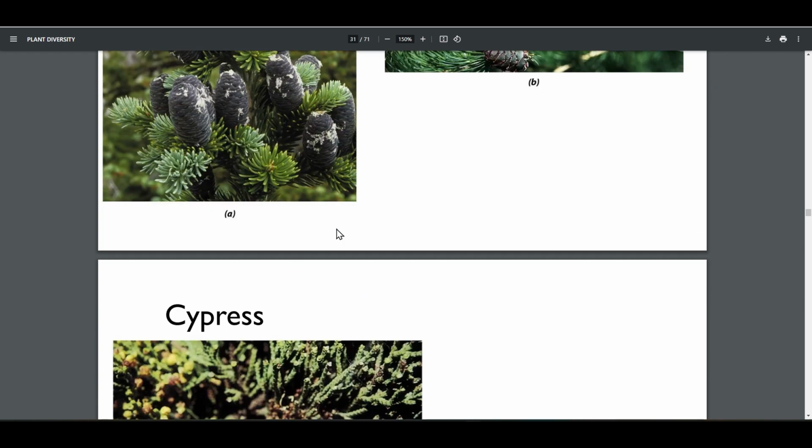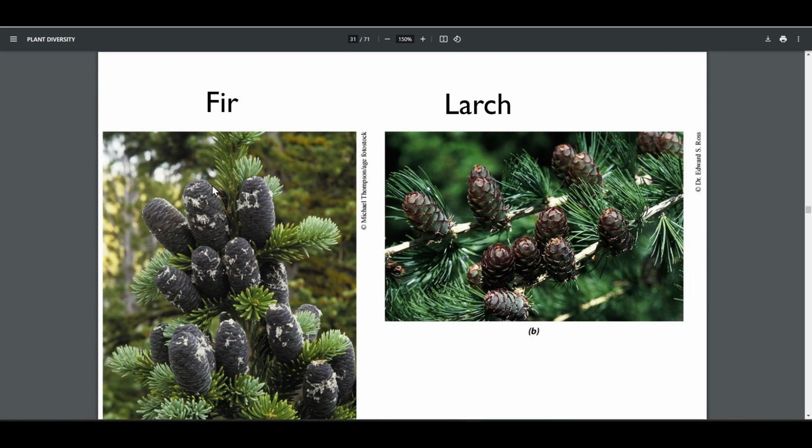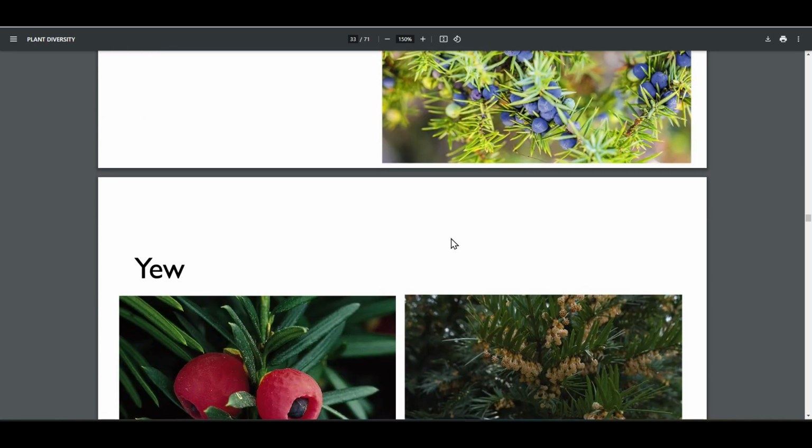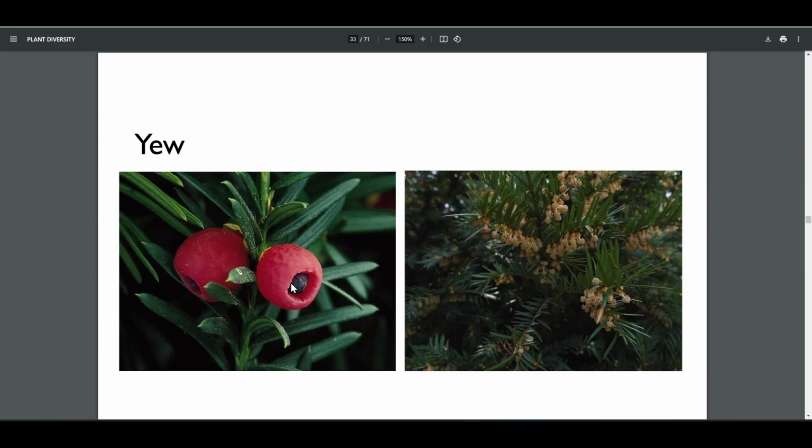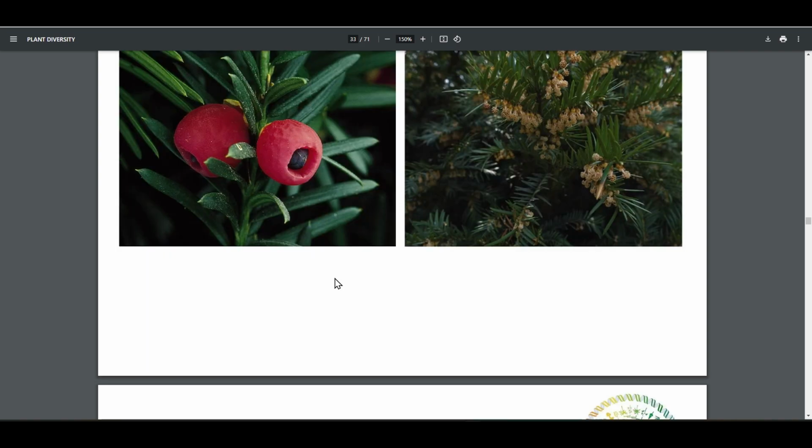So some pictures. You just look at it on your own. Okay. All right. So a bit about yew. The red part is the seco. It's not fruit. It's a seco. Looks like a berry though.